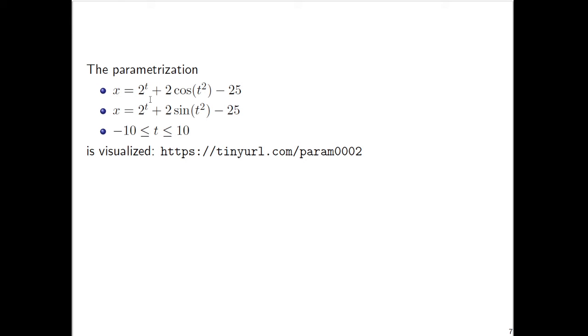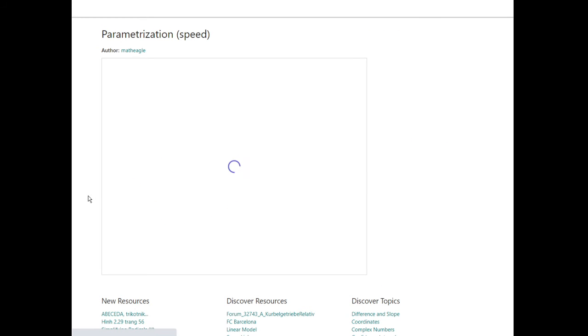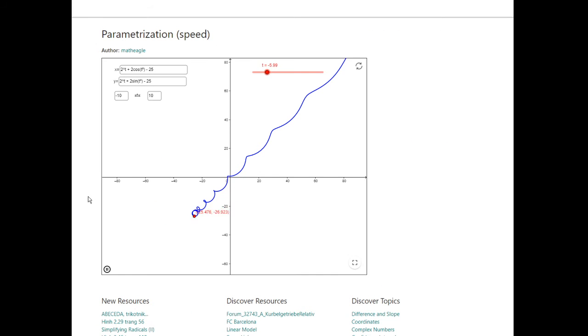Okay, so we'll take a look at another parameterization here. So x equals 2 to the t plus 2 cosine of t squared minus 25, and y equals 2 to the t plus 2 sine t squared minus 25. And we're only going to consider t values between negative 10 and 10, so let's click on that and see what we get. You'll notice in this, the point is moving around very rapidly at first and kind of slows down, and then the movement is more rapid. So the movement doesn't always have to go at constant speed. Like that part right here is very wild and rapid.